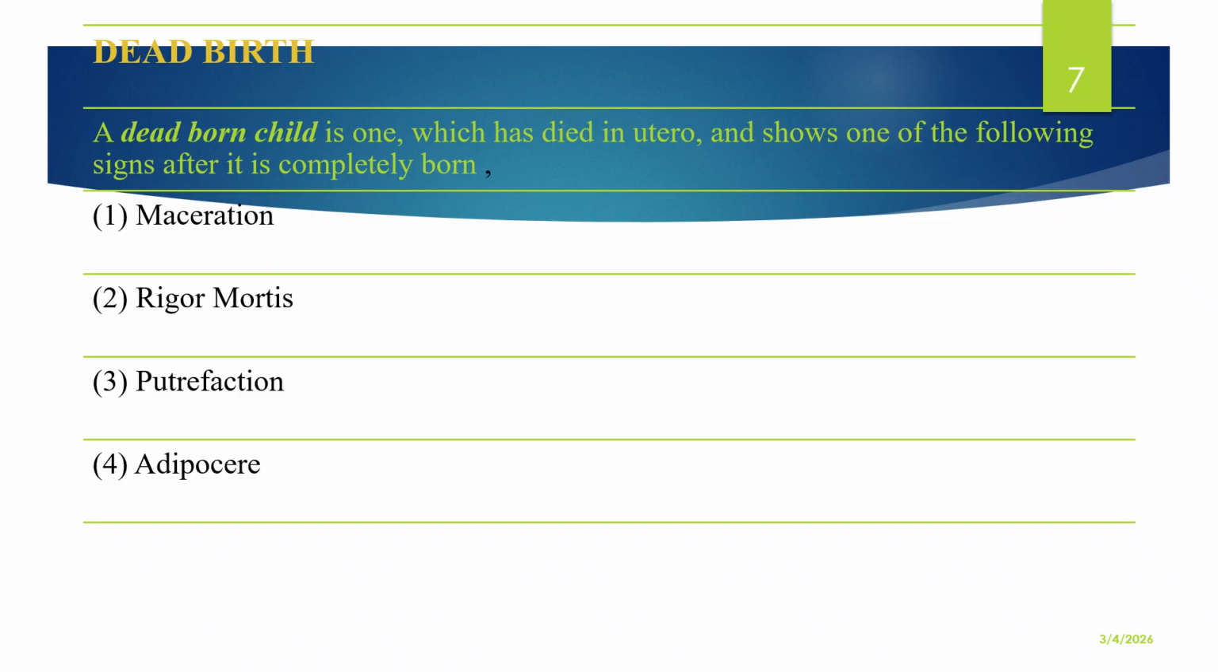That is maceration, rigor mortis, putrefaction, and adiposia. So, a dead born is a child considered to be dead born if he has died in utero and, after it is born, shows the signs of maceration, rigor mortis, putrefaction, adiposia, and mummification. So, these five signs are seen after the child is taken out of the womb.